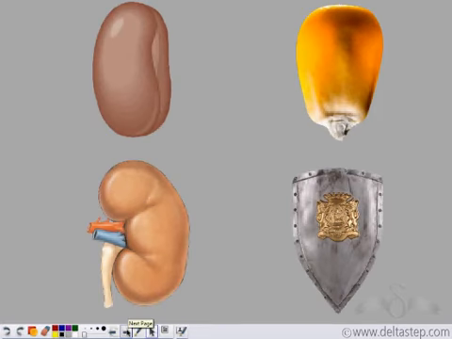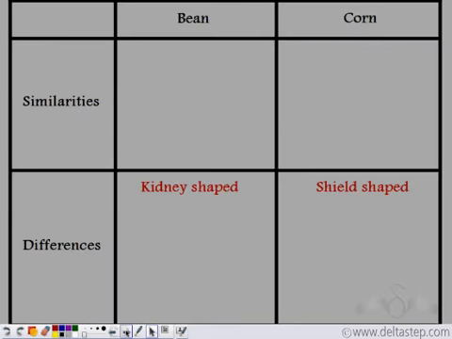While bean is kidney-shaped, corn is shield-shaped. So this is the first difference between bean and corn. Bean is kidney-shaped and corn is shield-shaped.